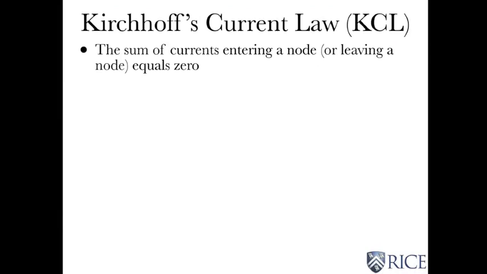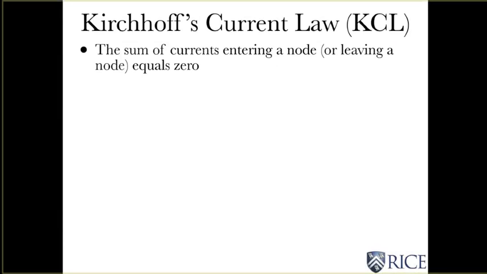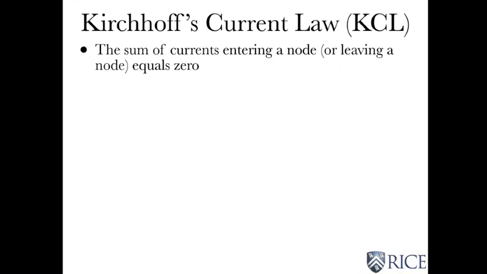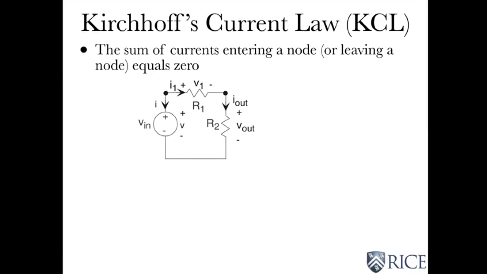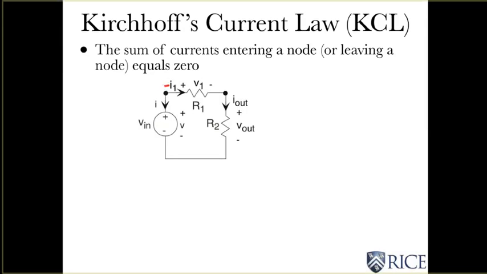So the first one we're going to talk about is Kirchhoff's current law, KCL, which basically says the sum of currents entering a node or leaving a node equals 0. So what's a node? We look back at our circuit. A node is a connection point. That's where 2 or more elements are connected together and they're really attached.